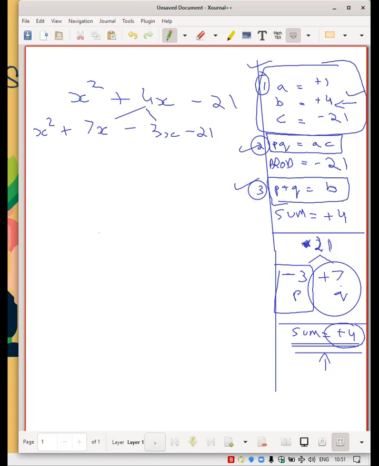Krishna, clear? What did I need to write it as? I need to write it as x squared plus px plus qx and minus 21, right? This is what I've done here. Clear? Understood? Yes, sir. Siddhant, understood? Yes. Siddhant, have you understood? Yes.